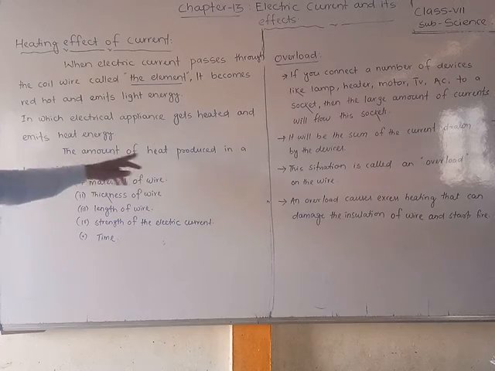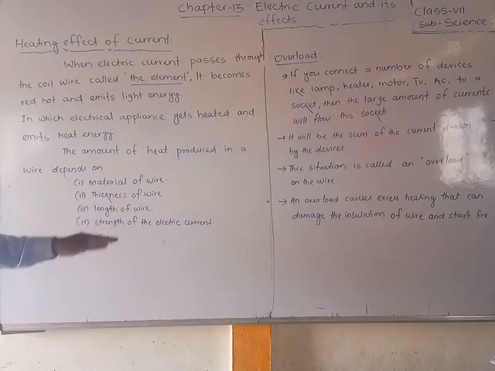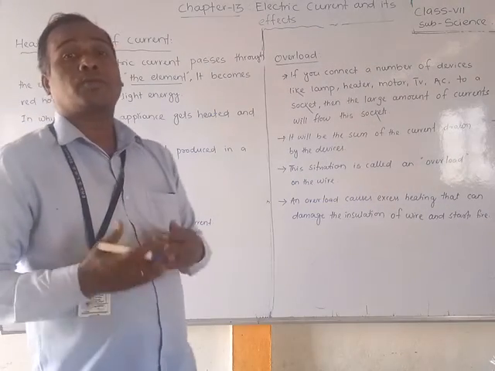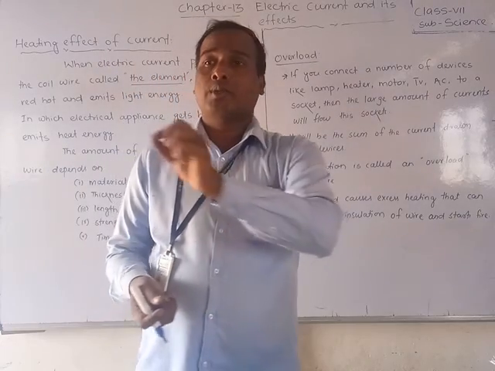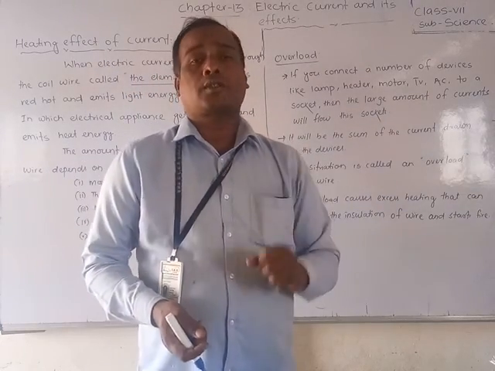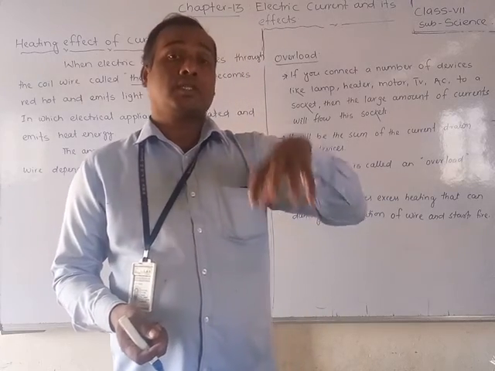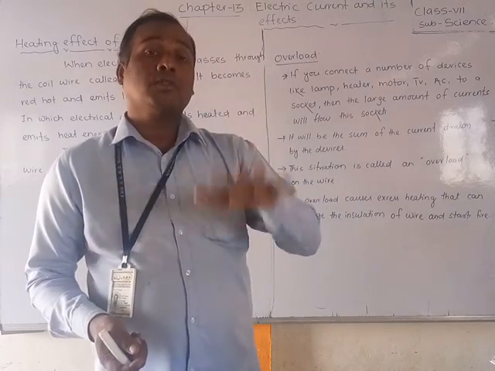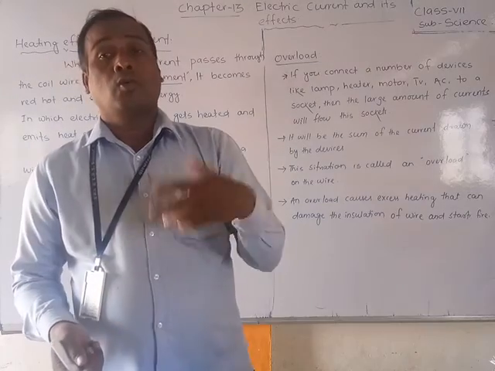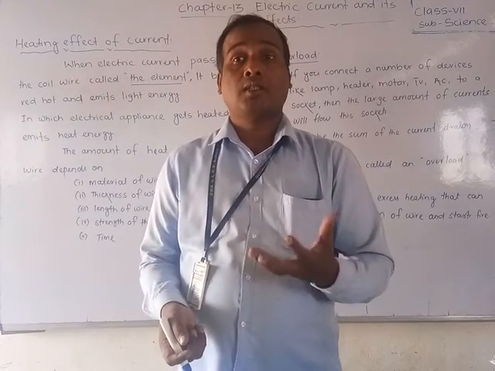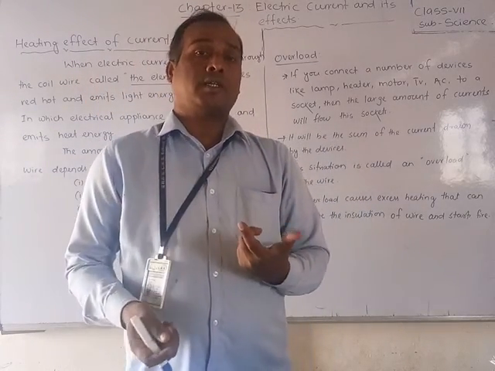The amount of heat produced in a wire depends on how much current passes through it. So students, whenever we switch on an electrical appliance or electric wire, how much heat it can produce depends upon 5 factors. What are they? One is the material, the nature or type of material.